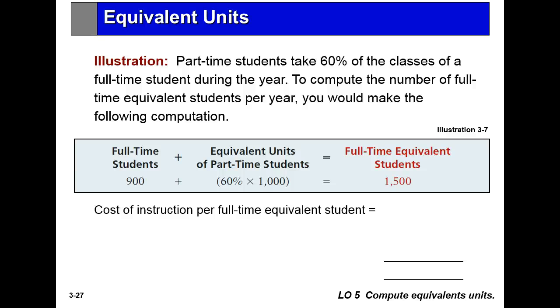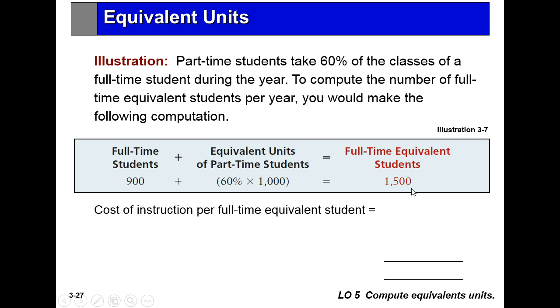Part-time students take 60% of the classes of a full-time student. So to compute the number of full-time equivalent students, you would determine full-time students are at 900, but then our 1,000 students are part-time, and we know it's a little more complicated than this because part-time students can take one class or they can take two classes, or three. But if we estimate that the equivalent is 60% of a full-time student, then we would take our category and show that our full-time equivalent is 1,500.